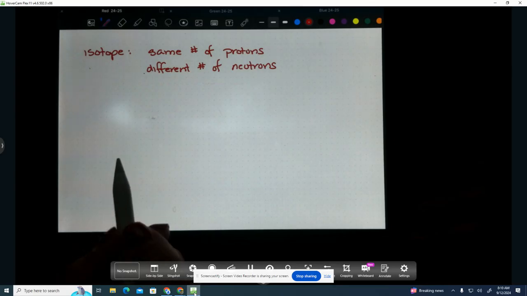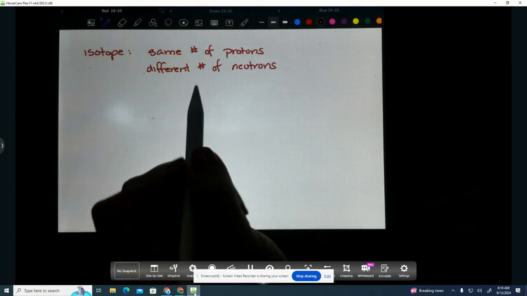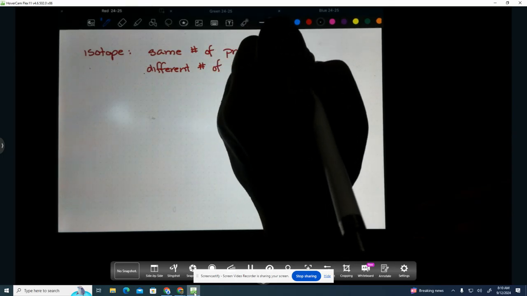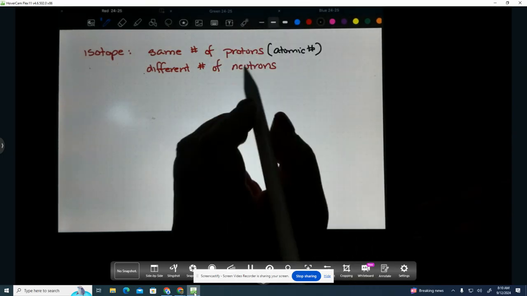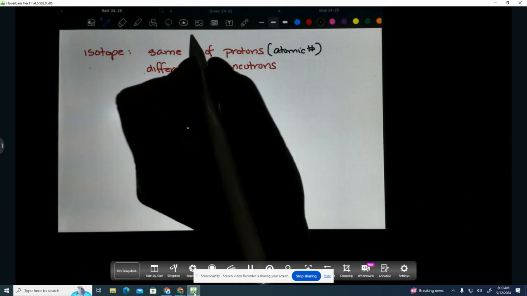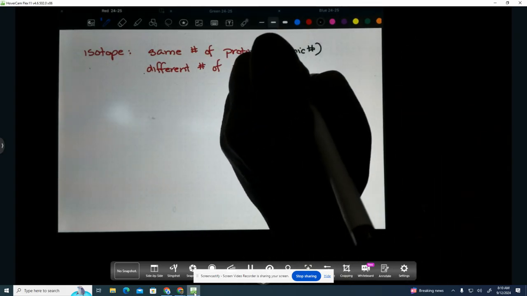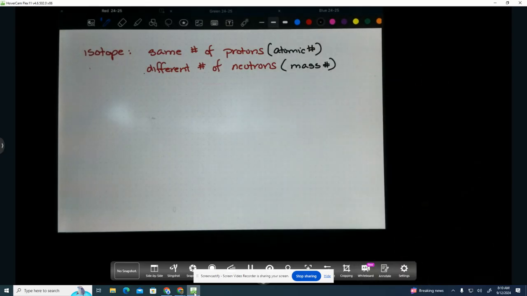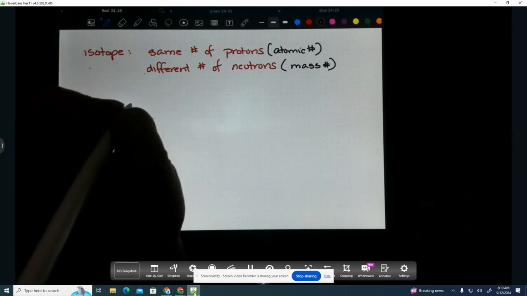Now, you might see it written like this: same atomic number, because the number of protons and atomic number are the same, and different mass numbers. Same number of protons, different number of neutrons.